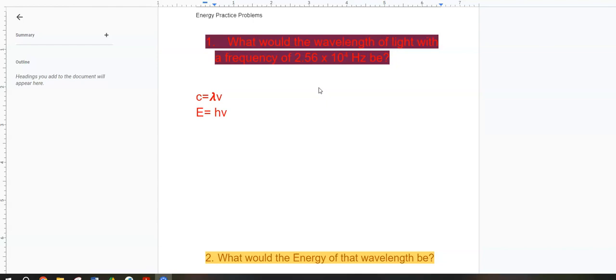Okay, welcome back. So the first thing we're going to do is read our problem. What would the wavelength of light with a frequency of 2.56 times 10 to the 4th hertz be? Okay, so what I want you to do now is decide which of these formulas I am going to use. All right, so we're looking for wavelength. What is the symbol for wavelength?